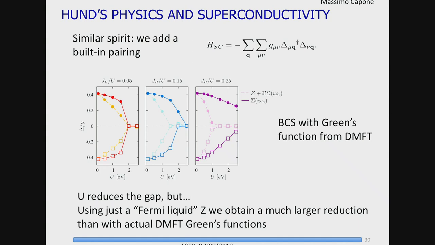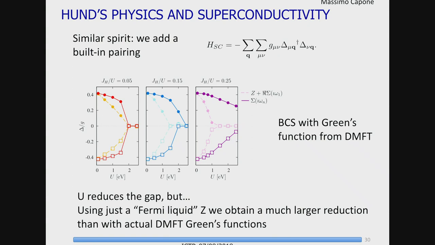Now, the game I play: these are plots of the gap as a function of the Hubbard U, where I'm playing two different games. One is to do BCS using dressed Green's functions, where the dressing comes from dynamical mean field theory. So I introduce all this Hund's physics. These are data for different values of J. This pink data here are those where I just use a Fermi liquid approximation to my DMFT self-energy, so I just extract a Z and the real part of the self-energy at zero frequency.